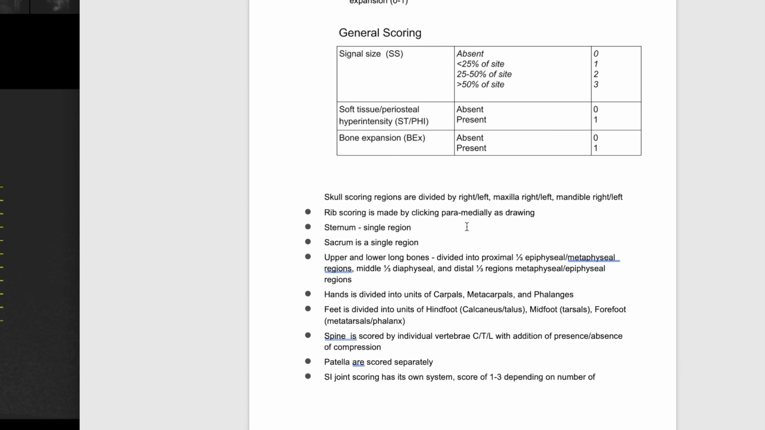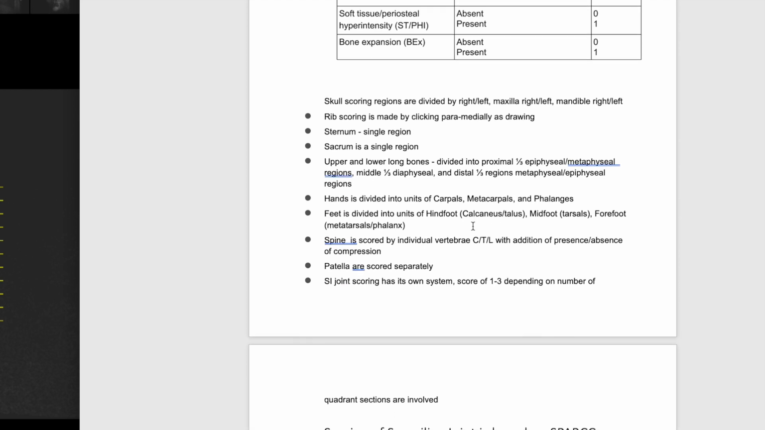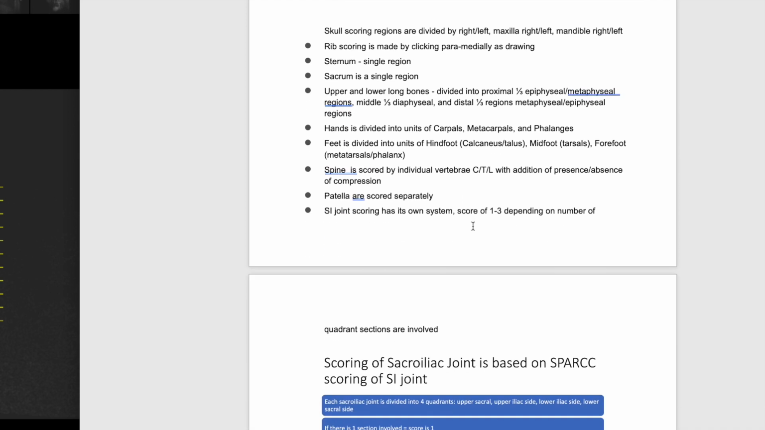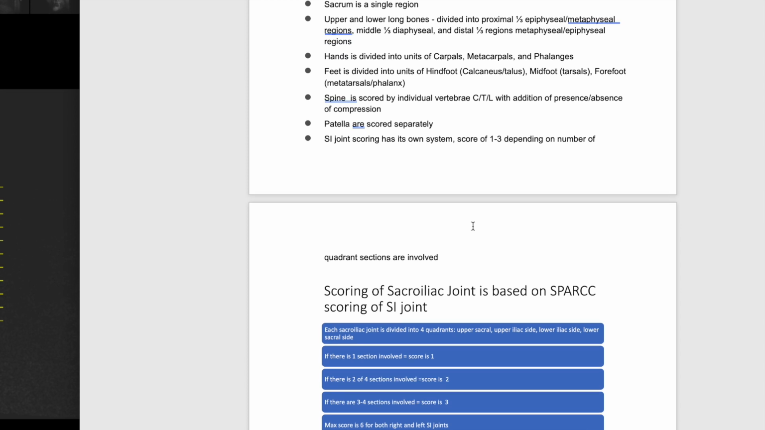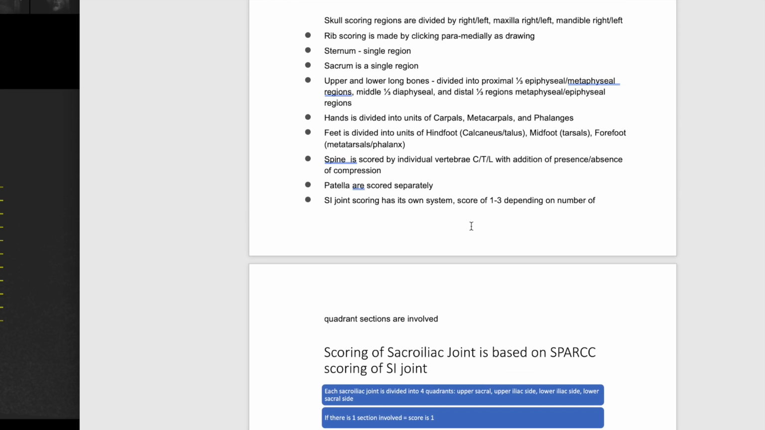The hands are divided up into carpals, metacarpals, and phalanges. Feet are divided up into hindfoot, midfoot, and forefoot. And the spine is scored individually by vertebral body level. Patellas we score separately, and for the SI joint, we use the SPARCC SI joint scoring system, where the sacroiliac joint is divided up into 4 quadrants: upper sacral, upper iliac, lower sacral.